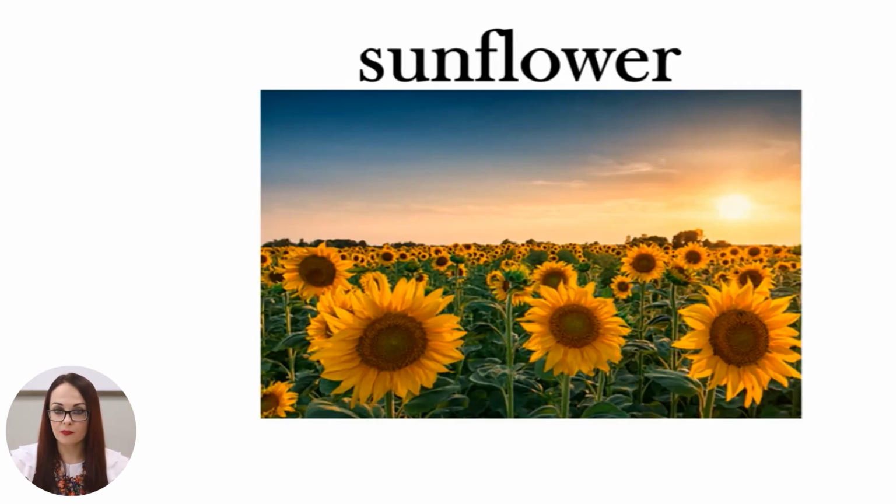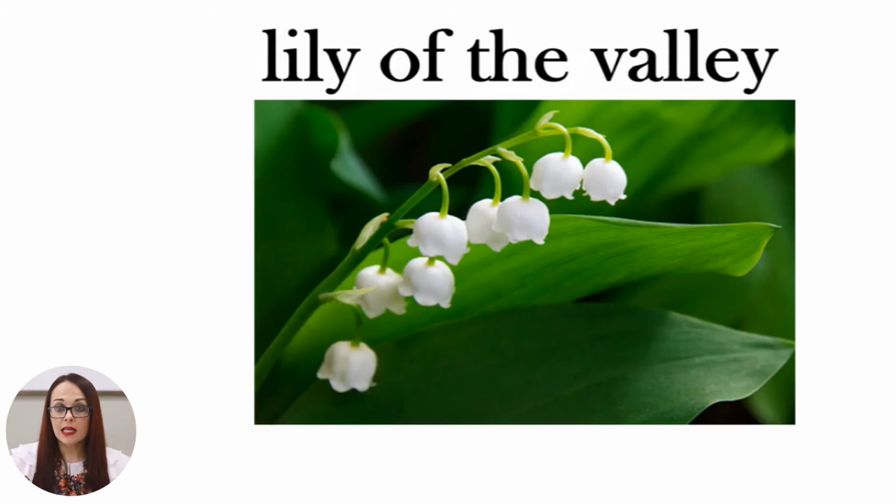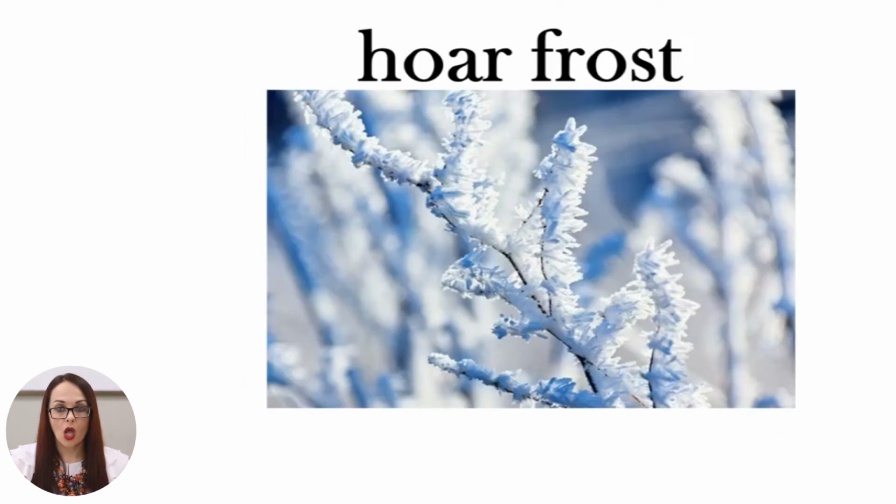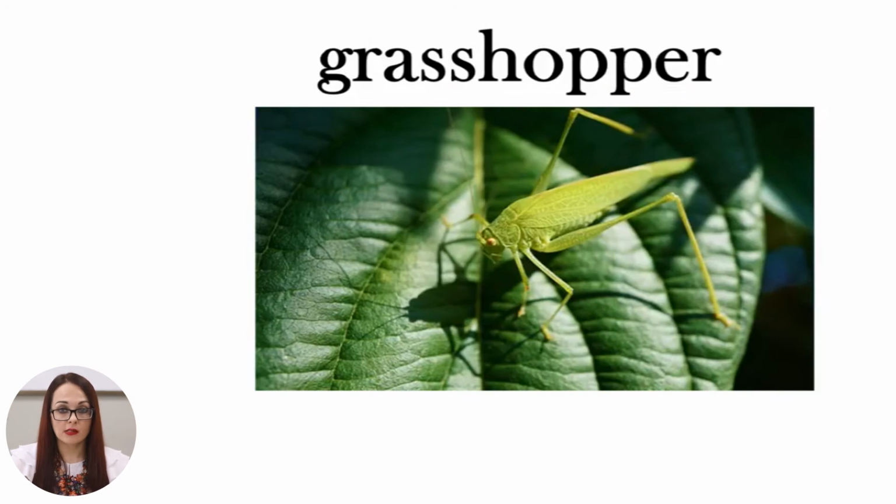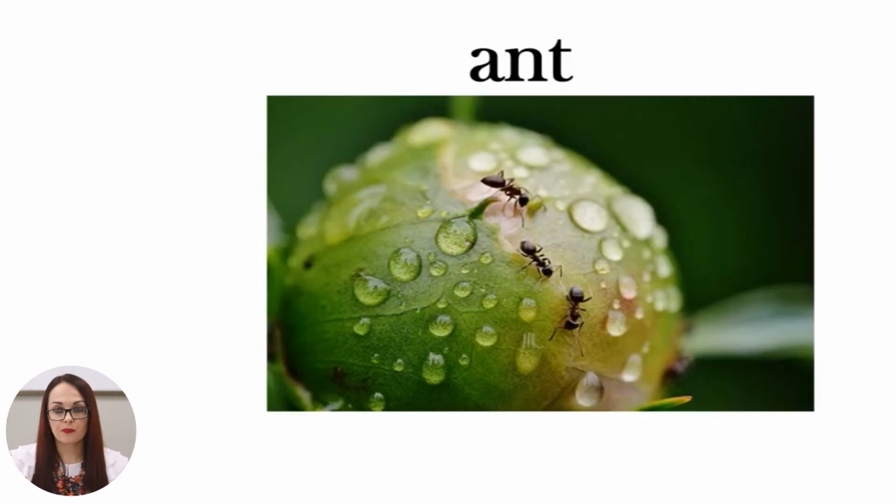Sunflower. The sunflower fields attract tourists every season. Lily of the valley. The most fragile spring flower is the lily of the valley. Hoarfrost. We wear warm clothes when there is hoarfrost outside. Grasshopper, but we also know the word cricket. A grasshopper is the same as a cricket.